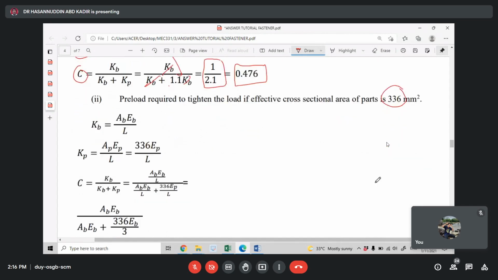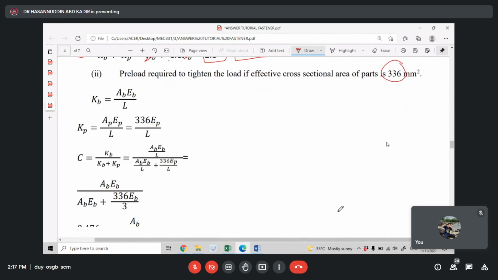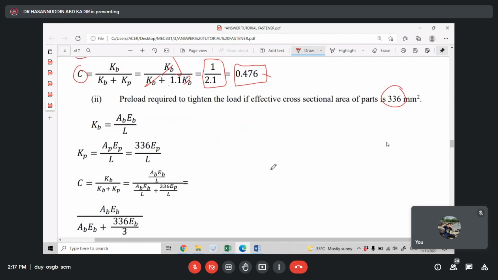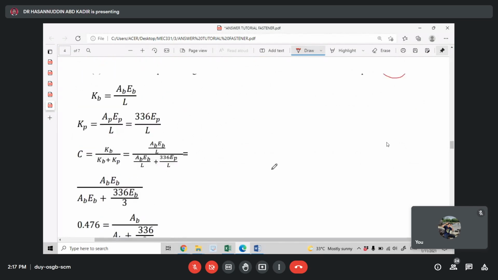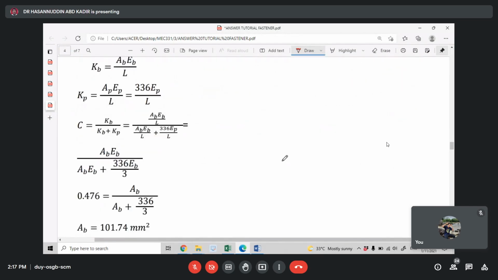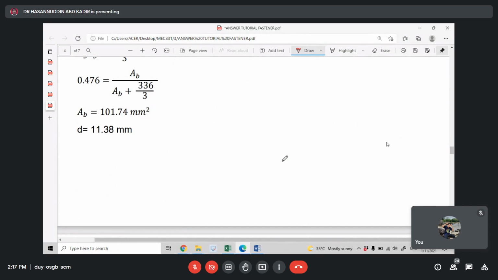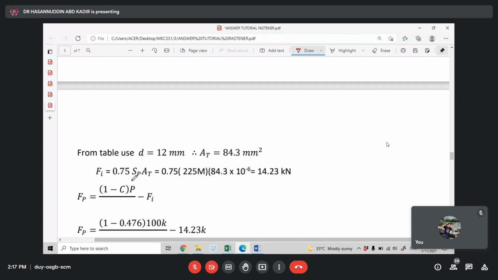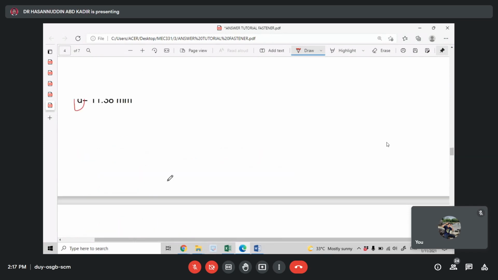This one is for the part. So basically here you already know the value of C, then you can easily get the value of AB. So why do you want to get the value of AB? Okay, later on kita akan tengok untuk value of D here, because kita nak cari the value of D. From the D tu kita boleh cari dia punya AT, because AT we will apply in the formula of the preload.